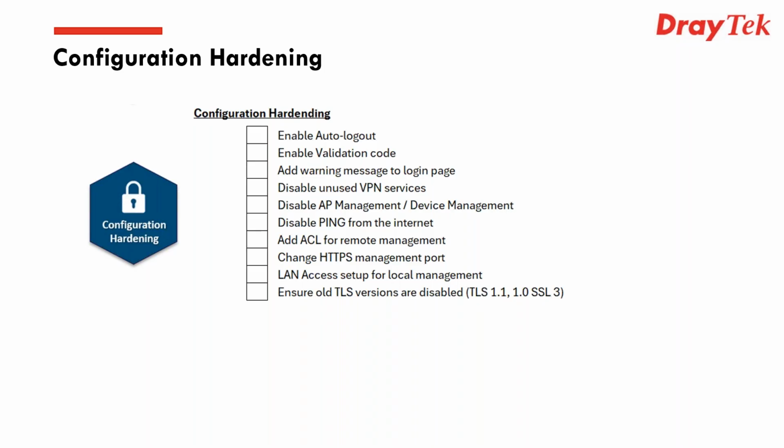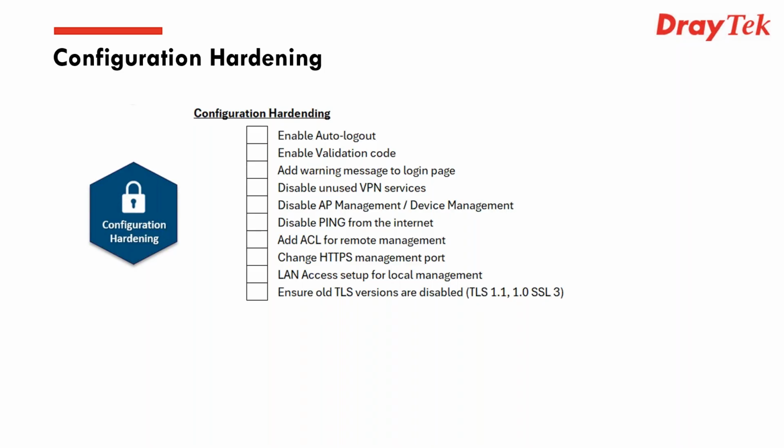Disabling unused VPN services is really important, and disabling any AP management or device management features is a good practice, because the routers can manage APs and switches, but if you're not using that functionality, then it's a good idea to disable that by default. Then we've got disabling ping from the internet, adding an access control list for remote management, and changing the HTTPS management port is also a good idea on the checklist. It doesn't necessarily give you additional security, but you can bypass some scans, even though it's not that difficult to detect what ports are open. It adds an additional step for someone.